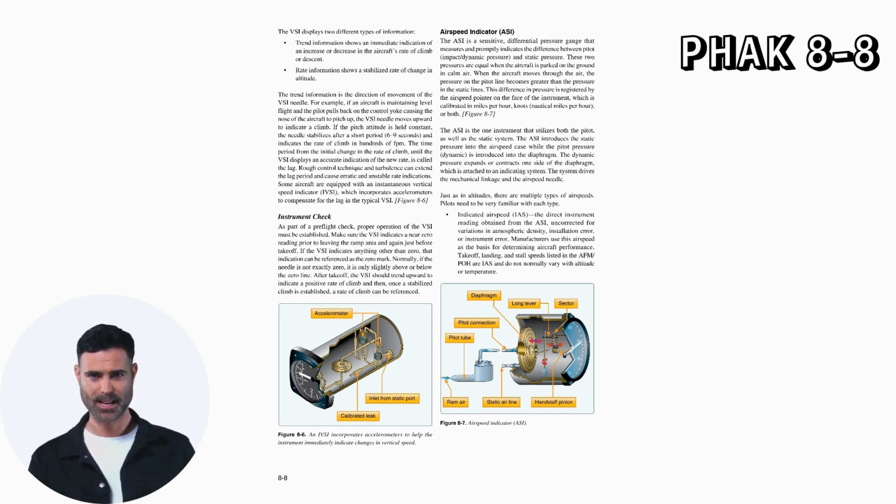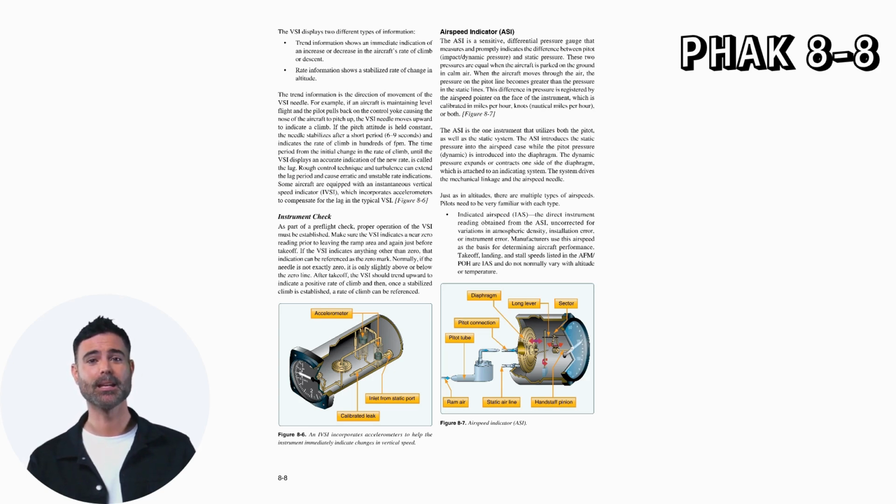Airspeed indicator, ASI. The ASI is a sensitive differential pressure gauge that measures and promptly indicates the difference between pitot impact dynamic pressure and static pressure. These two pressures are equal when the aircraft is parked on the ground in calm air. When the aircraft moves through the air, the pressure on the pitot line becomes greater than the pressure in the static lines. This difference in pressure is registered by the airspeed pointer on the face of the instrument, which is calibrated in miles per hour, knots (nautical miles per hour), or both.